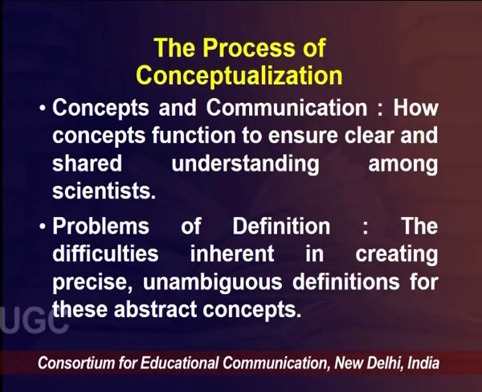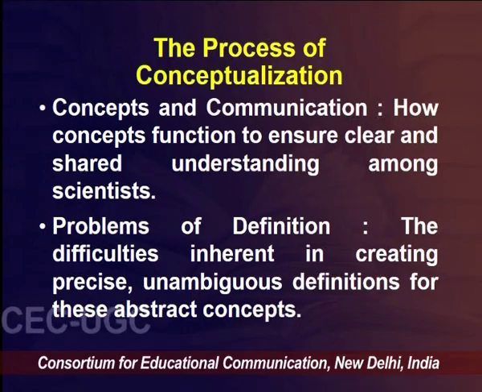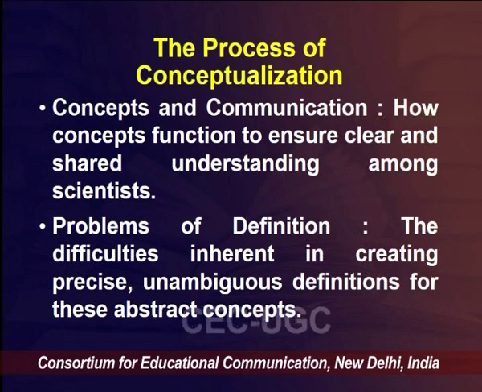The second process of conceptualization is concepts and communication. How concepts function to ensure clear and shared understanding among scientists. The third is the problem of definition, and that implies that we have a difficulty inherent in creating precise, unambiguous definitions of these abstract concepts, because terms and concepts could have multiple meanings. So, it is very important to arrive at a definite definition that explains that abstraction or that part of reality which we are studying.